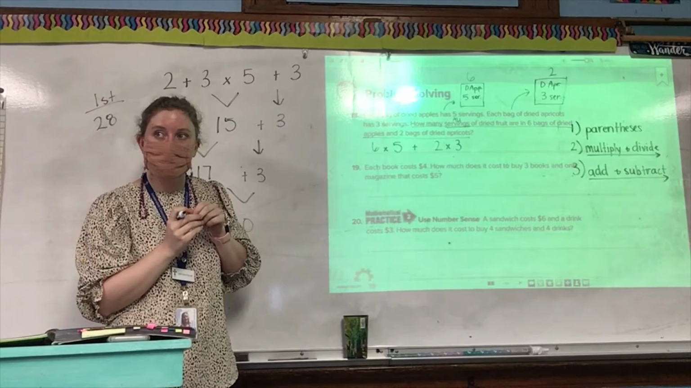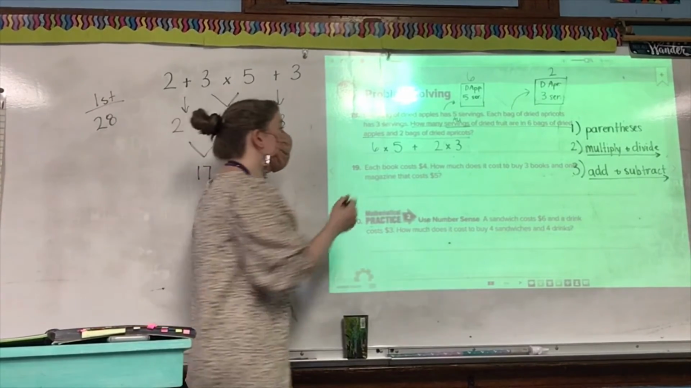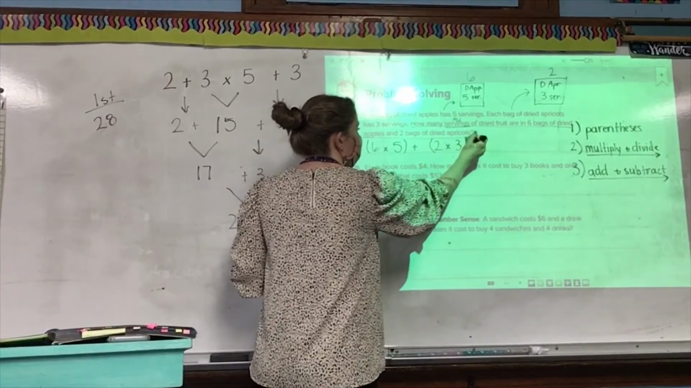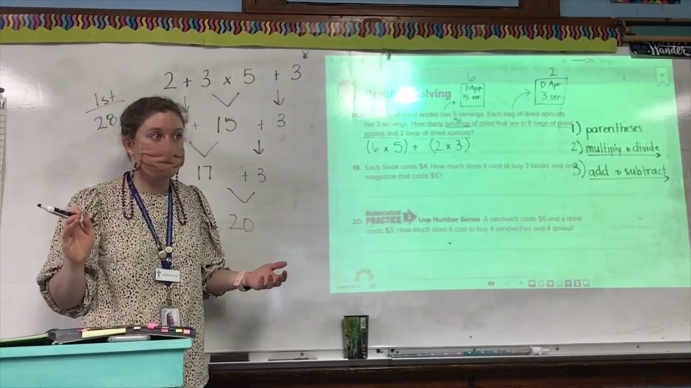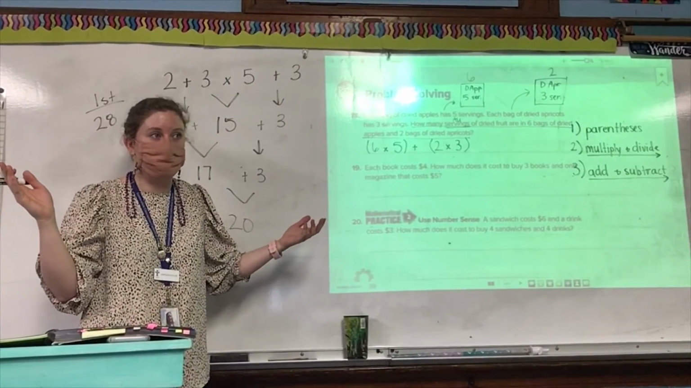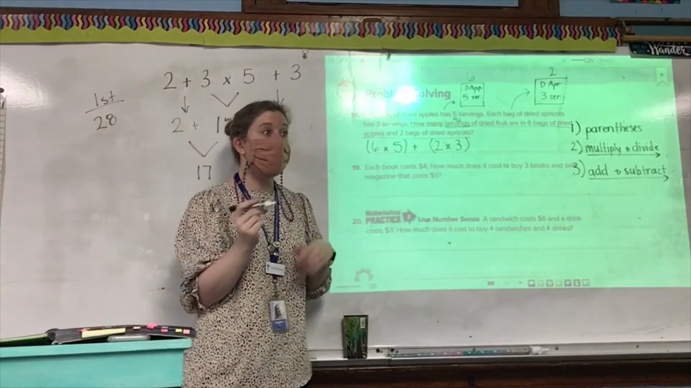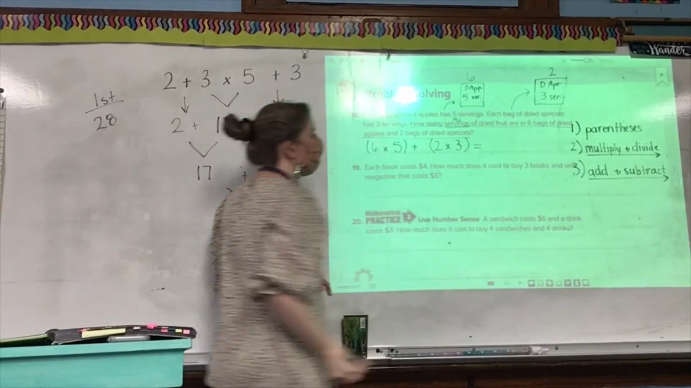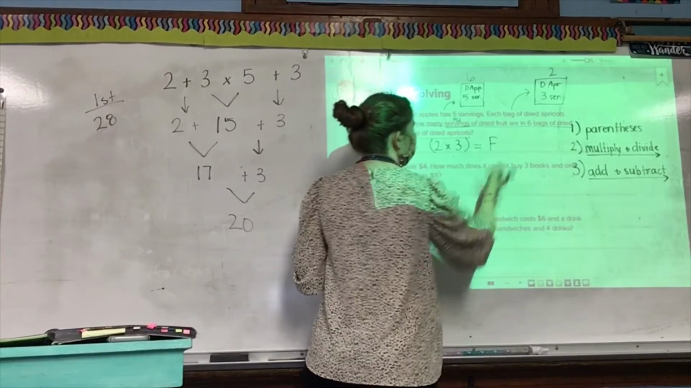Around 6 times 5 and 2 times 3. I could put parentheses around each multiplication problem, but I don't really have to because I know what to solve first. If there's no parentheses, what do I solve first? Multiplication. But that's what I could write. And then I know I'm writing an expression, so I need a variable. Let's put F for fruit.